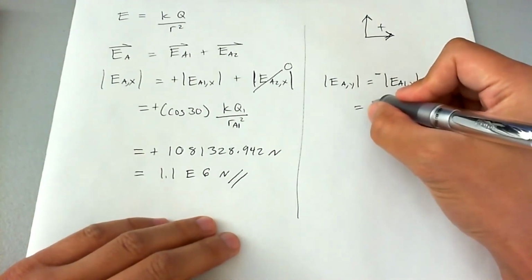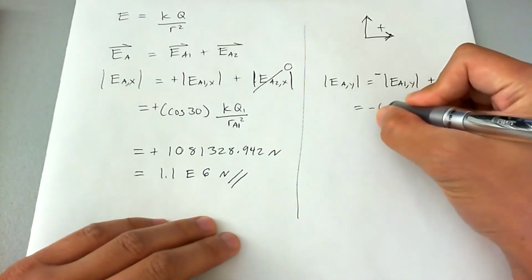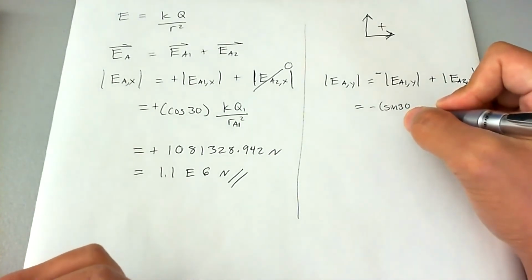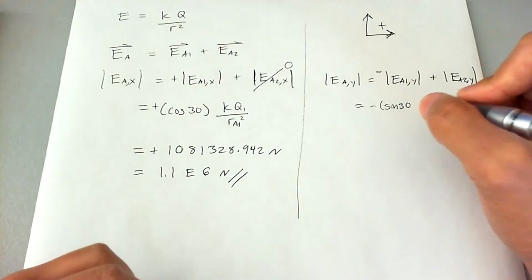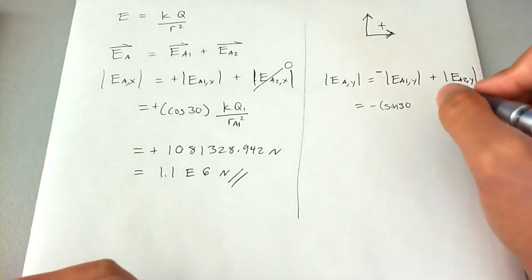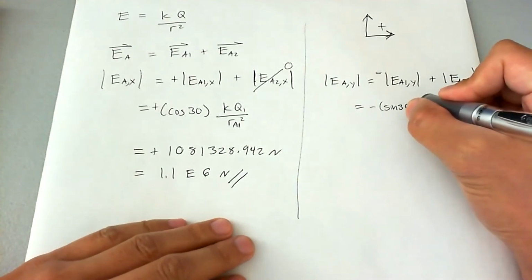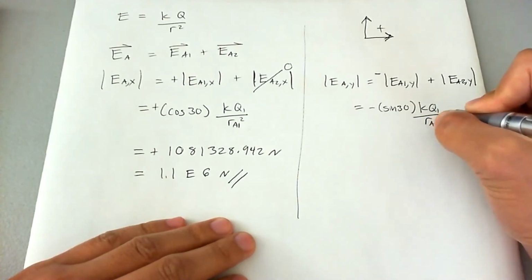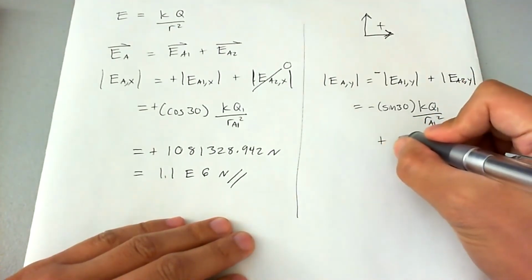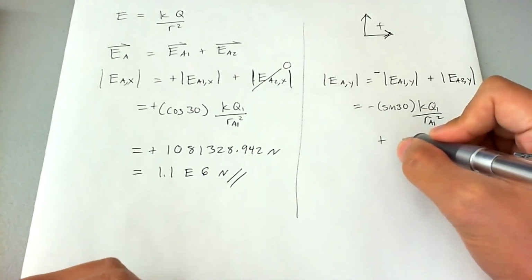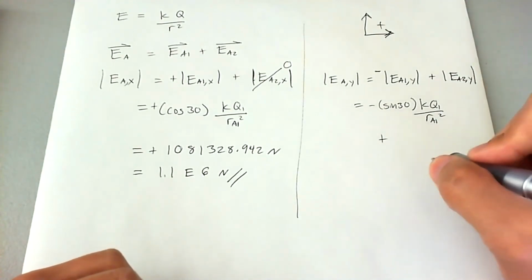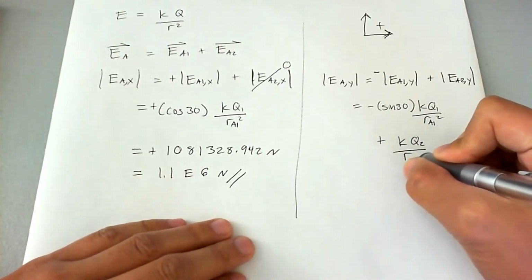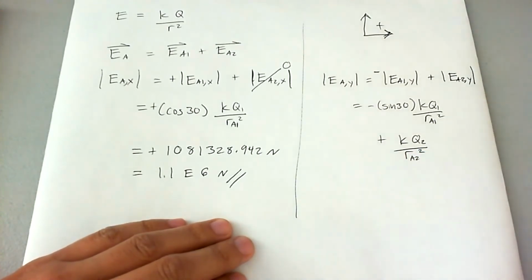Let's write out the more robust terms. That's going to be negative in this case. And we're going to use sine because we're doing a y component. So the leg of the y component of the electric field acting on A due to charge 1 is opposite the 30 degrees in that force triangle. So it's going to be K Q1 over R A due to 1 squared, plus, with absolutely no trigonometric function here because Q2 is right underneath point A, K Q2 divided by R A2 squared.